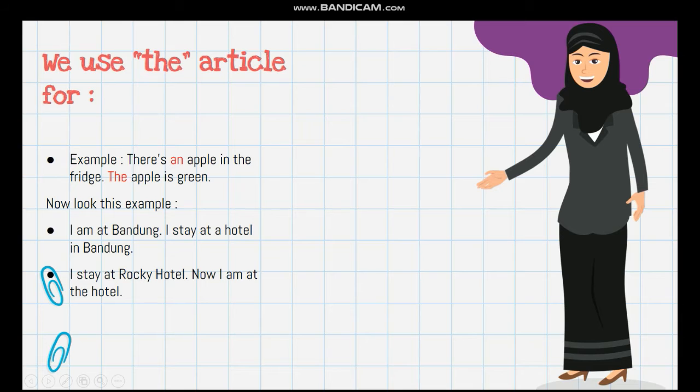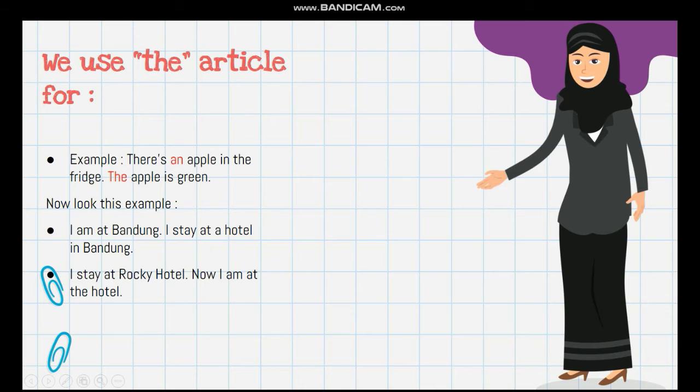Okay. There's an apple in the fridge and the apple is green. I am using "an" for the first sentence. I'm using "the" for the second sentence. Why? Because the apple that I am talking about is the same apple. The green apple is the apple in the fridge. The apple in the fridge is green. So I'm talking about the same apple here.